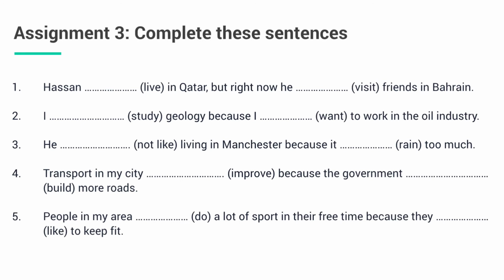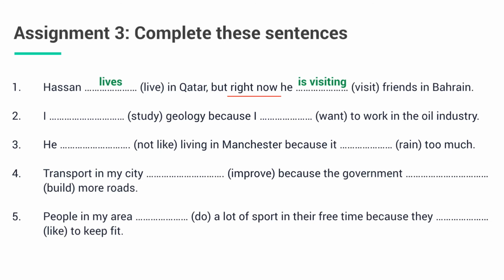Alright, let's complete these sentences together. Number 1. Hassan lives in Qatar. We need to use the simple present here because it tells the truth. But right now, he is visiting friends in Bahrain. Here we need to use the present continuous because it is happening right now.